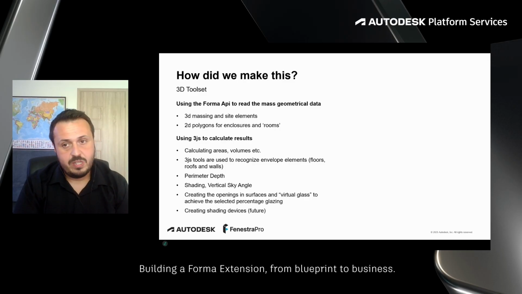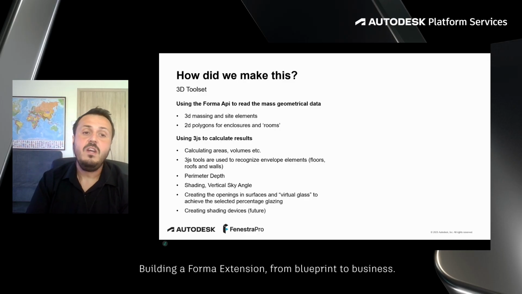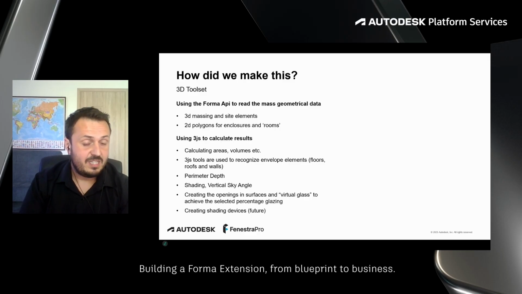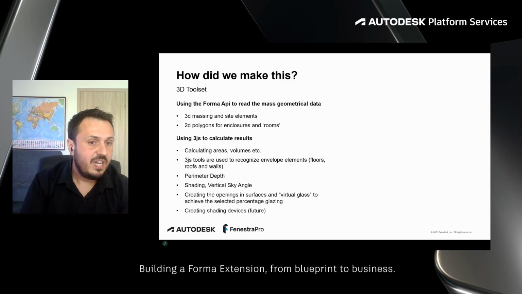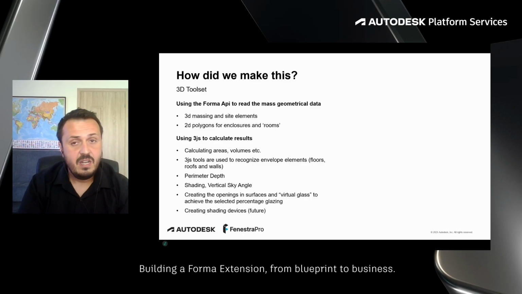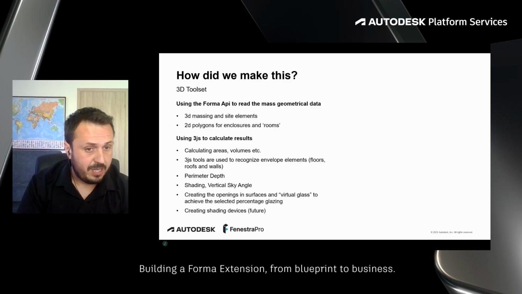Okay, so at this stage we are creating virtual walls like exterior, interior walls, roofs, floors, and so on. So let's imagine at this stage that we have all the elements that we need for the later calculations. Now, this is the stage where we start using our 3D toolsets and 3JS toolsets, basically. So we are calculating areas, distances, dimensions for the spaces, and volumes, all the items that we need. And what's also very important here is to define the perimeter depth.